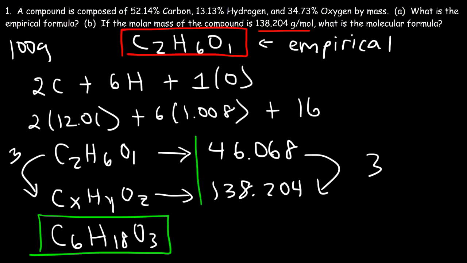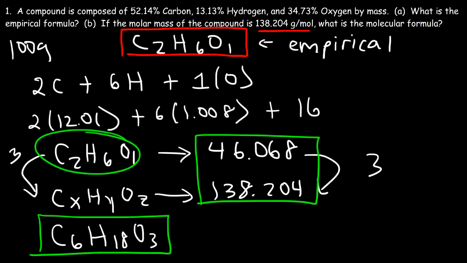Basically, you got to divide the molar mass of the molecular formula by the molar mass of the empirical formula. Whatever number you get, multiply the subscripts of the empirical formula by that number, and that's going to give you the molecular formula.